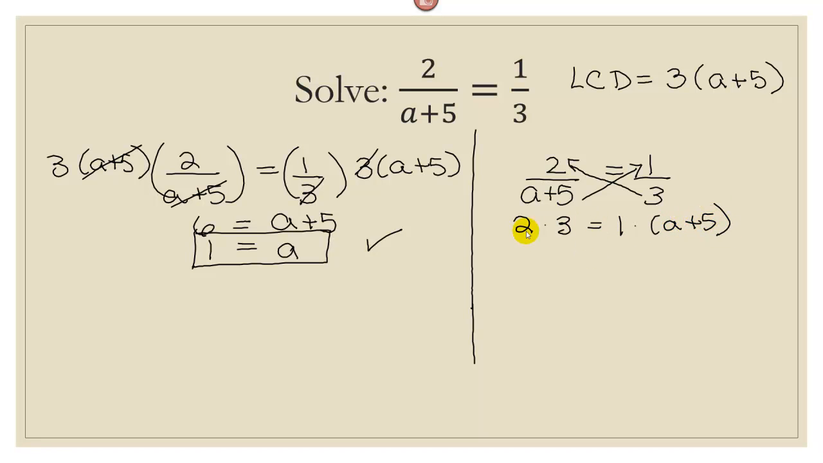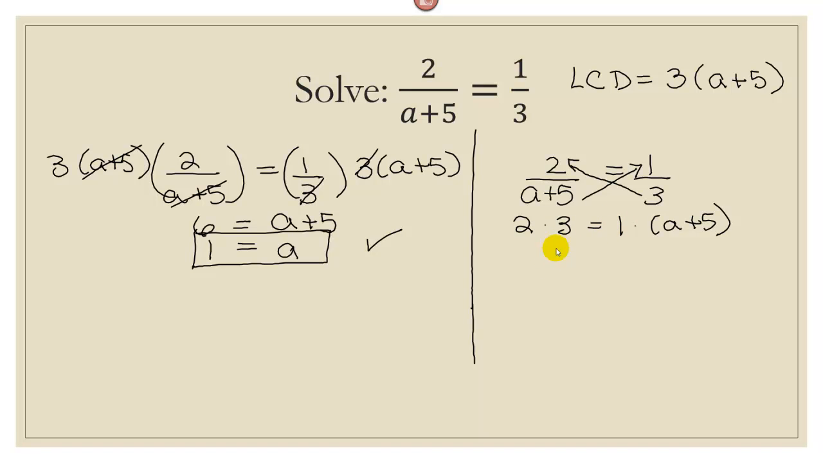Now, if you notice, this is actually the exact same thing we did over here. It's just a different way of thinking about it. This is a very common technique in science-based classes, but it really is the same thing as multiplying both sides by the LCD. So it's not a new technique. It's just a different way to think about an old technique.